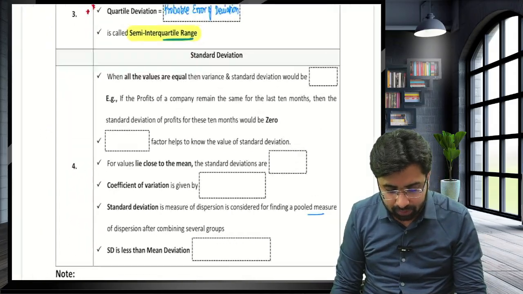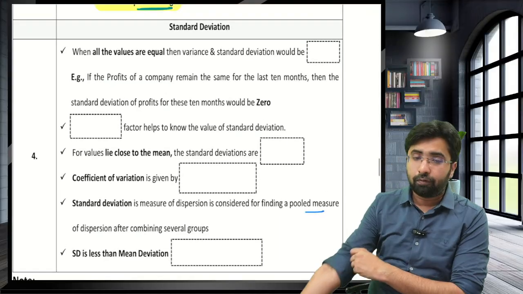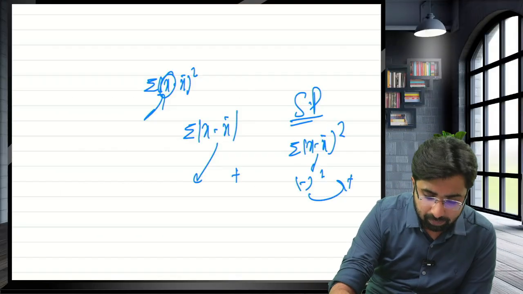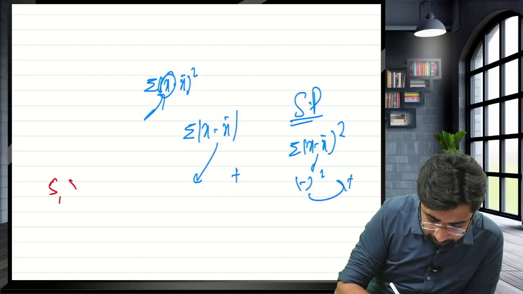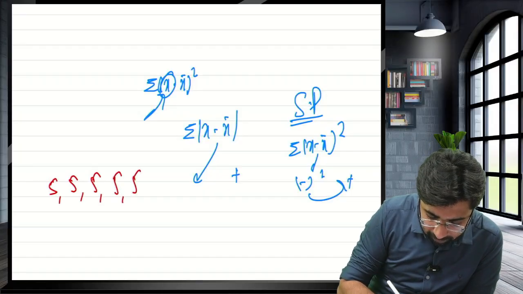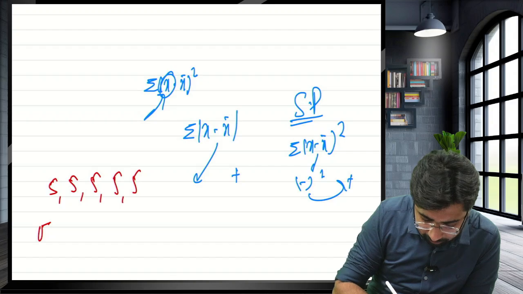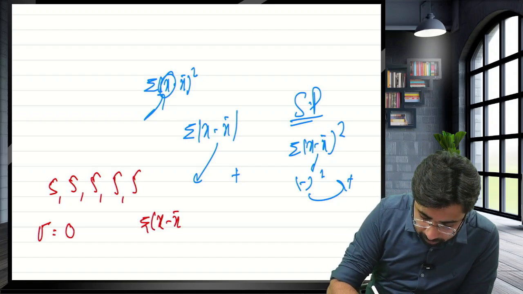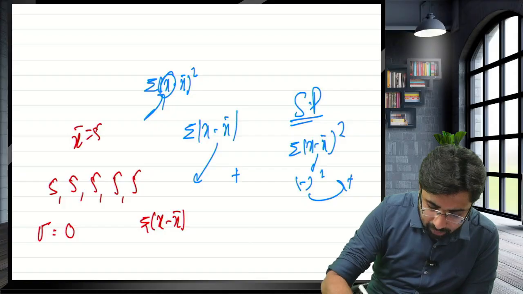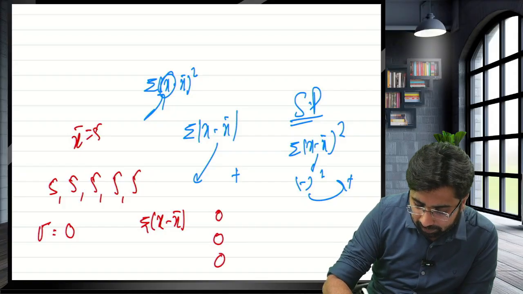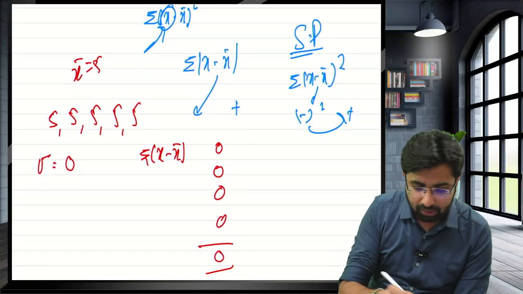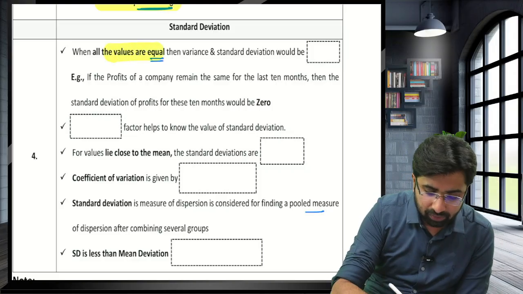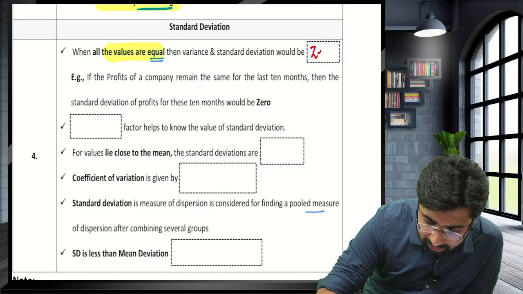Now some blueprint points for the standard deviation. If all the observations are equal, for example, if all the observations are 5, 5, 5, 5, 5, what will be my standard deviation? This will be 0. Why? When you take the sum of deviations of all the observations from their mean, here the mean will be 5. So 5 minus 5 is 0, 5 minus 5 is 0, and all the summation will be 0. So if all the observations are equal, then the variance and standard deviation is 0.